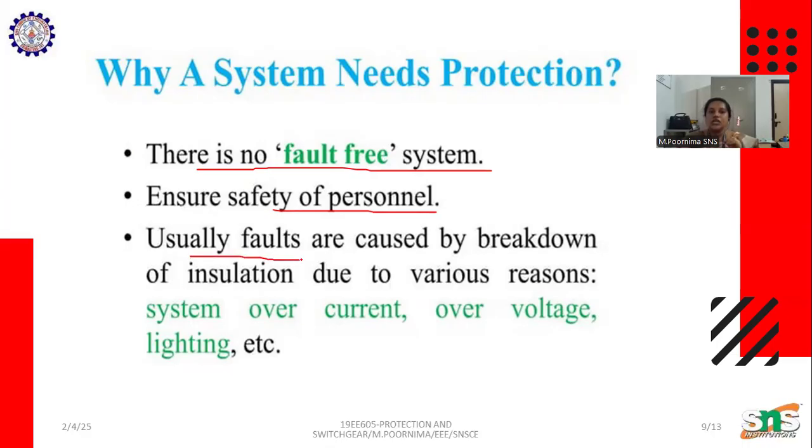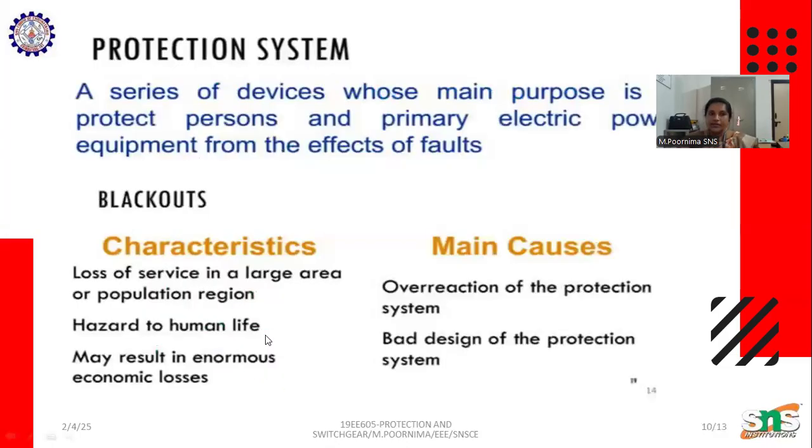And the third one is that faults are usually caused by breakdown of insulation due to various reasons such as system overload, overvoltage, and lightning. These are the main things. Because of this, we need power system protection. Power systems need to be protected. A protected power system is a series of devices whose main purpose is to protect persons and primary electrical power equipments from the effect of faults. So the protected system should protect the human and the equipment from fault.